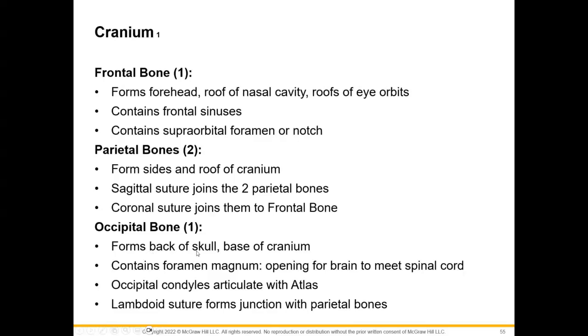The occipital bone at the back forms the back of the skull, the base of the cranium. Contains a foramen magnum. That's the big opening at the bottom for the brain to meet the spinal cord. Then you have occipital condyles that articulate with the atlas. You're going to see this word used a lot, articulate, which means connection. Another name for an articulation is a joint. Okay. The atlas is the very top vertebra of the spinal cord. The lambdoid suture forms the junction with the parietal bones.